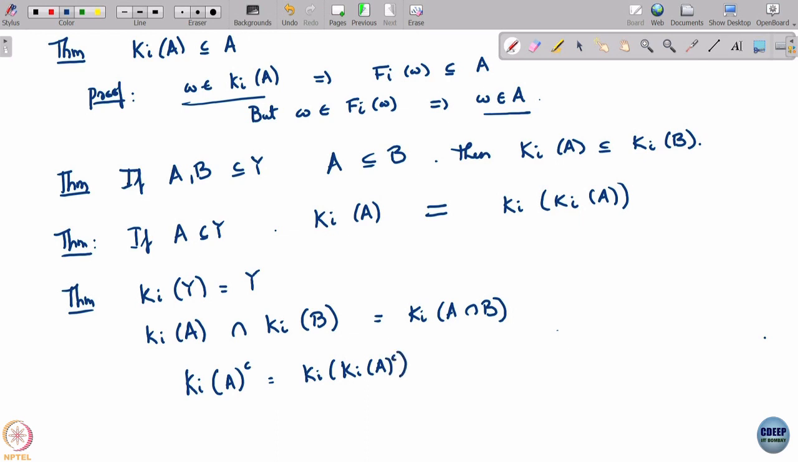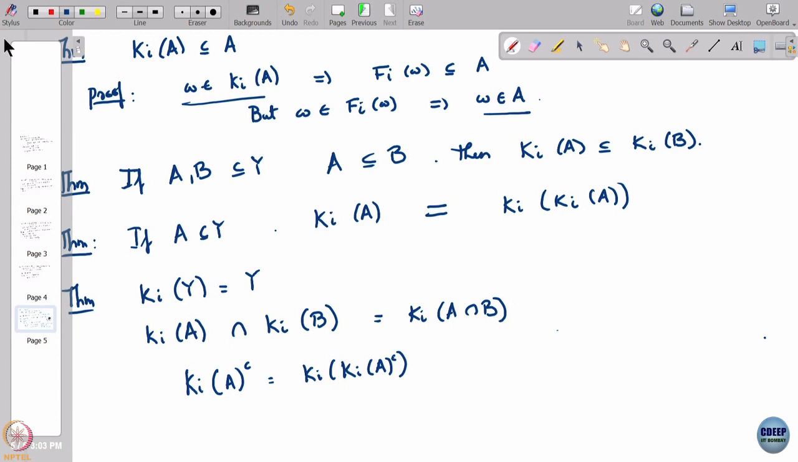Okay. So actually, let's do a quick property, another property of common knowledge. Let's come back to common knowledge and let's do one theorem related to it.